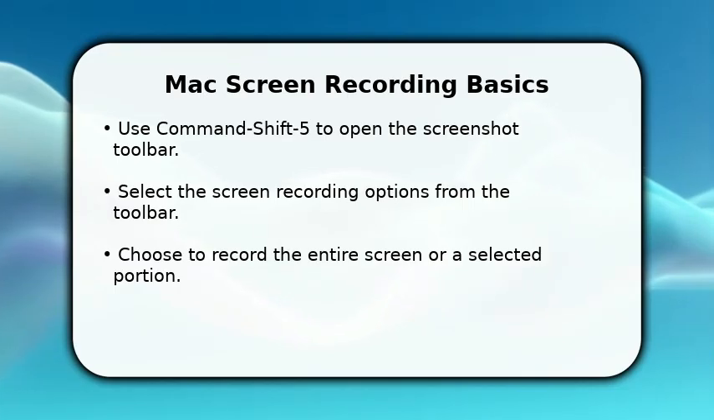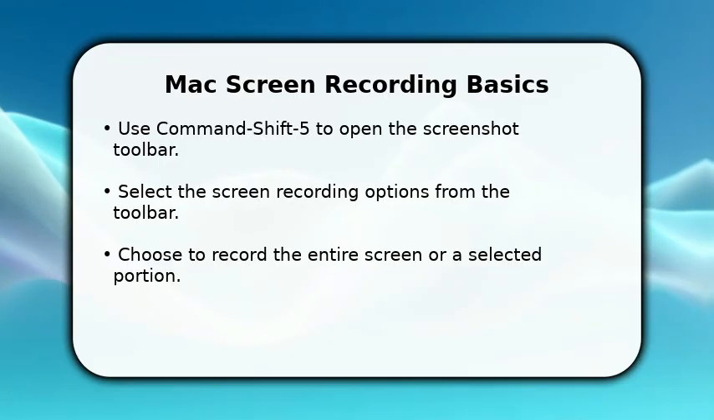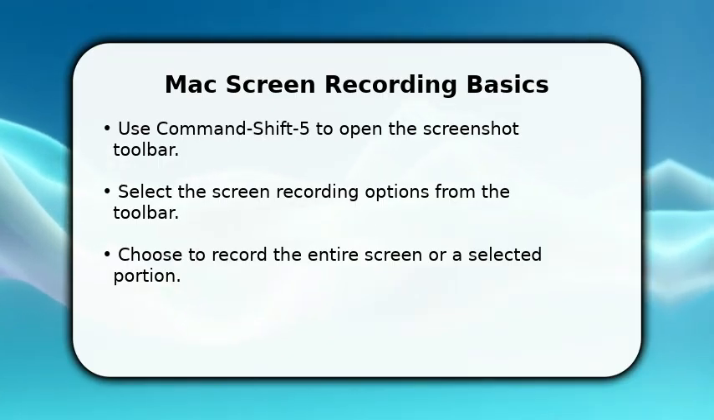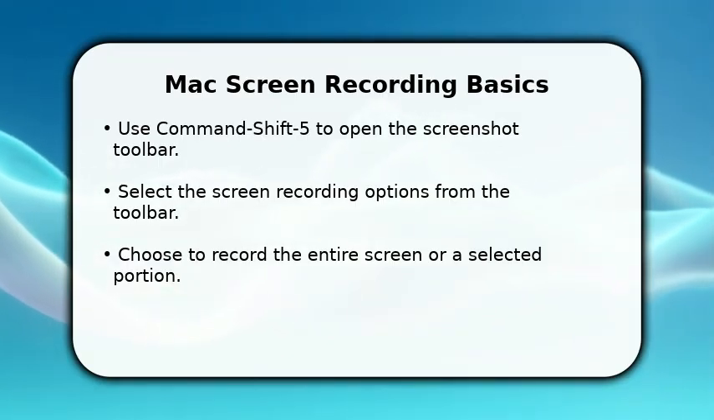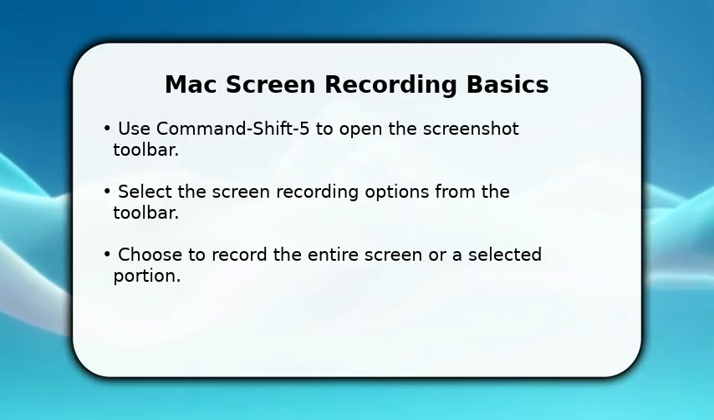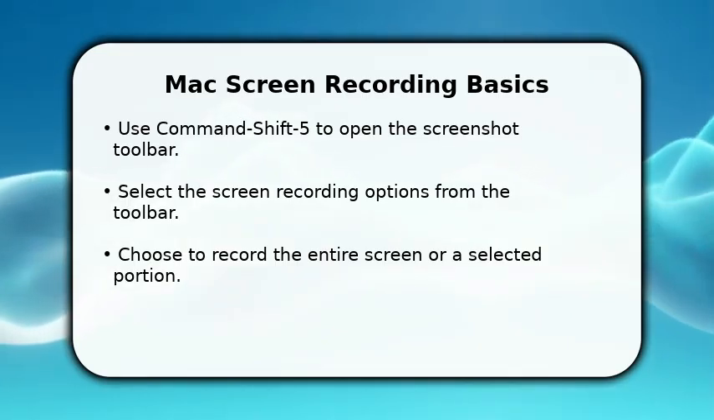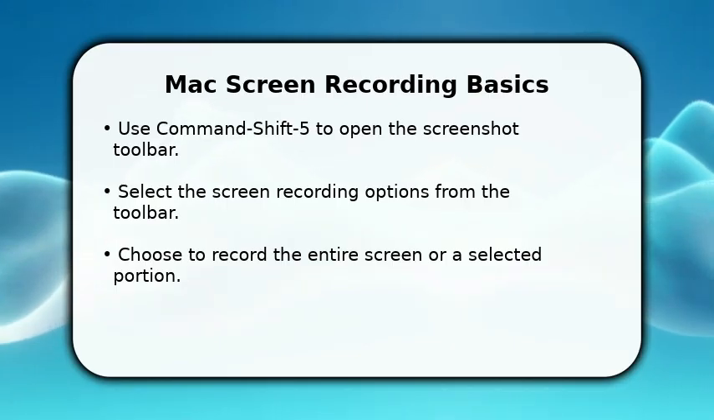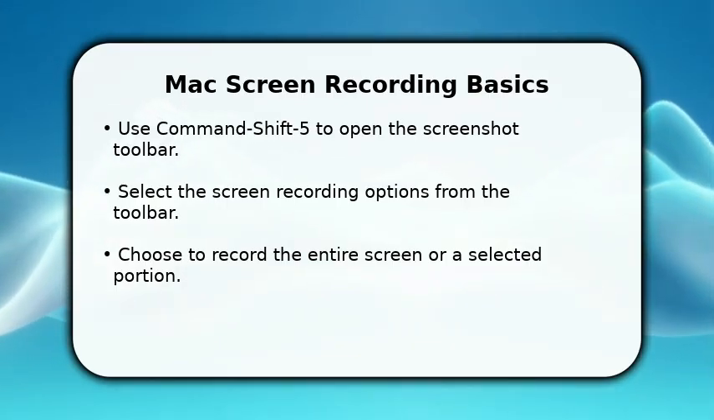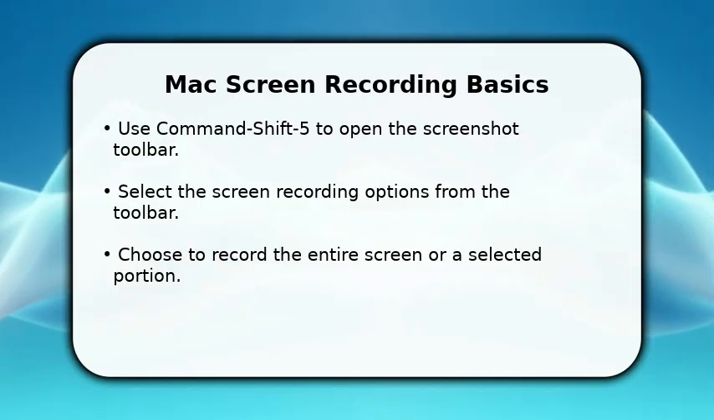Enjoy the video. In this video, I will explain how to easily record your Mac screen. First, press Command-Shift-5 on your keyboard to bring up the screenshot toolbar. This handy tool gives you quick access to all recording functions. You can then choose whether to record your entire screen or just a specific part of it. It's a straightforward way to capture exactly what you need.